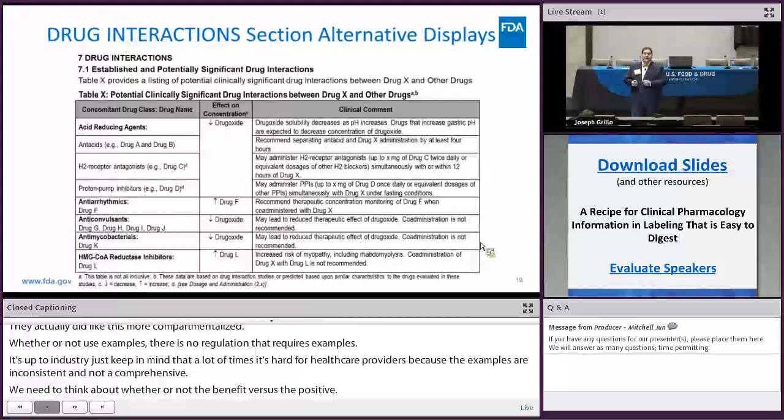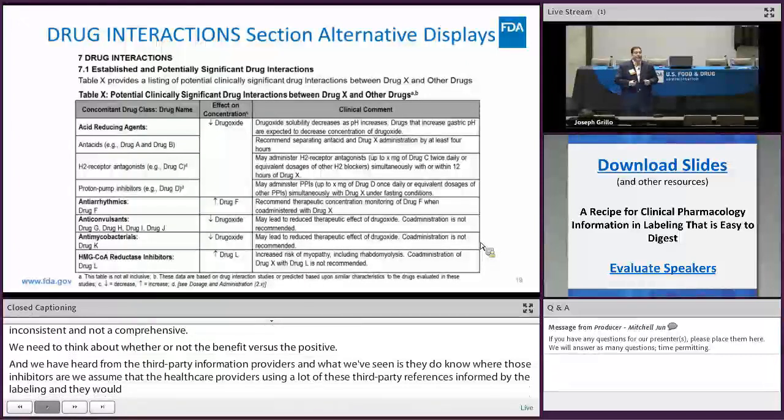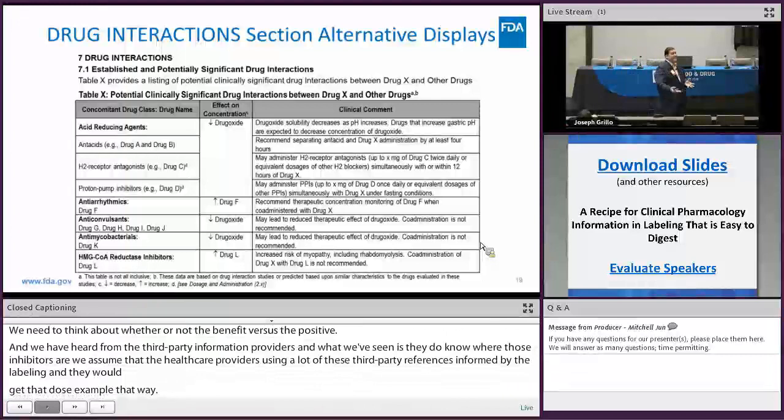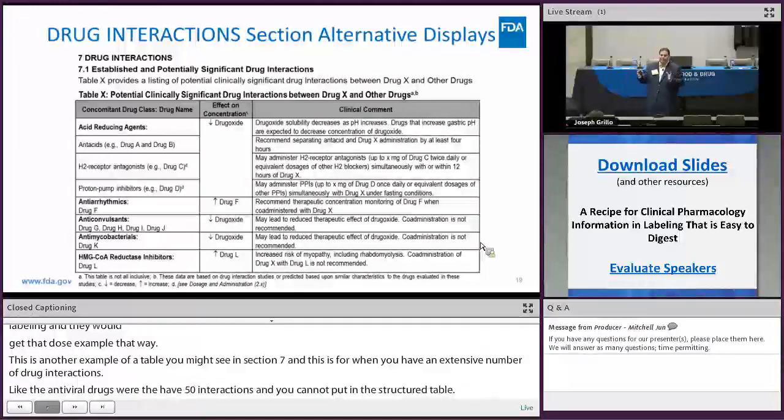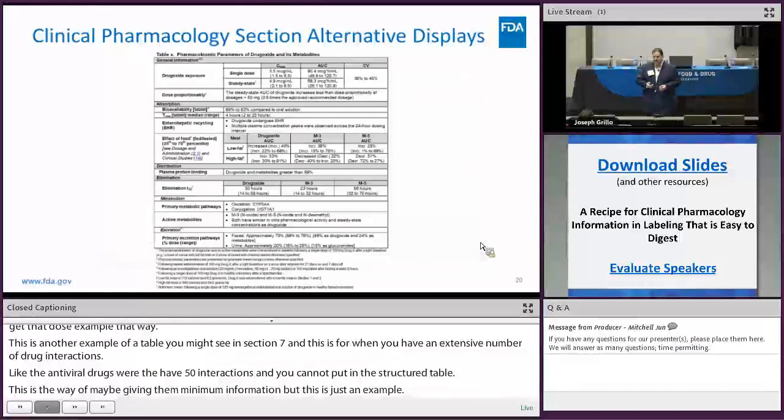This is another example of a table you might see in Section 7. This is for when you have an extensive number of drug interactions, like the antiviral drugs, where they have like 50 drug interactions, and you can't even put the structured table I showed you before in there because it would take up the entire label. This is a way of giving the minimum of information. But again, this is just an example. We're open to more suggestions of how to describe extensive drug interaction information in Section 7.